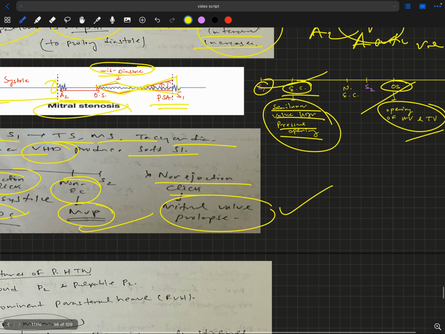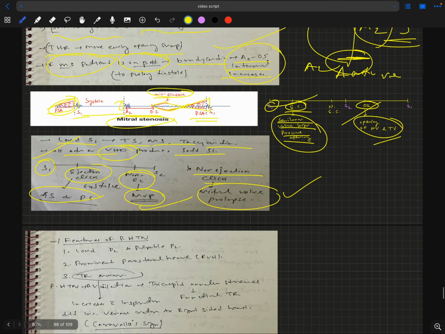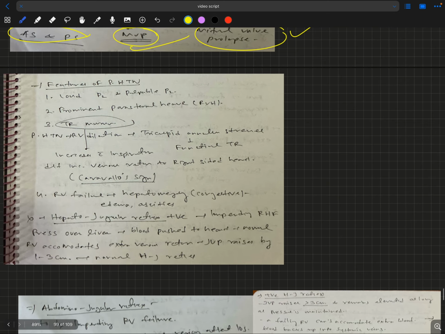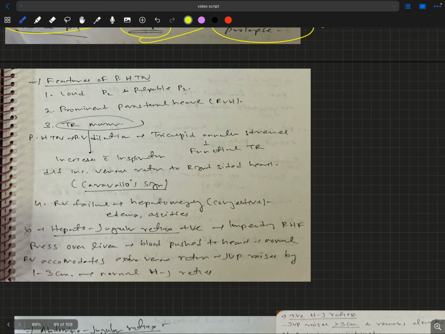Opening snap is due to opening of mitral and tricuspid valve. So features of pulmonary hypertension: loud and palpable P2. I have discussed that. Due to rise in pulmonary artery pressure, there will be loud and palpable P2. Prominent parasternal heave due to right ventricular hypertrophy.